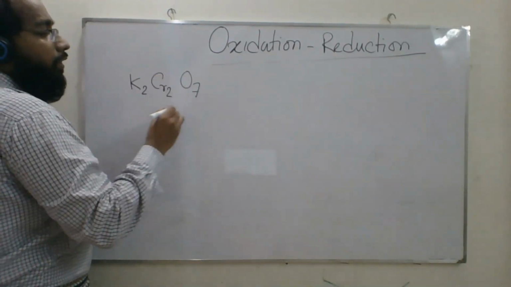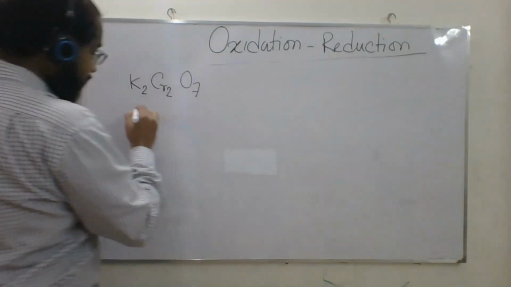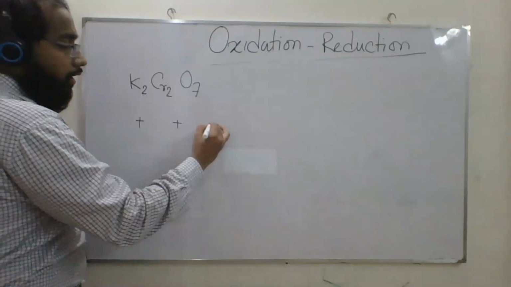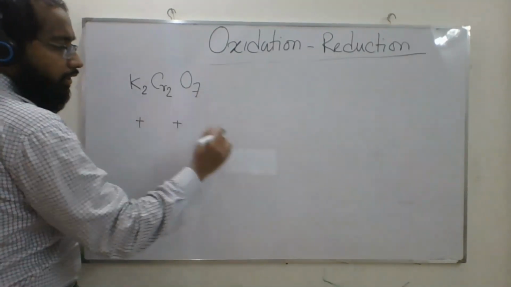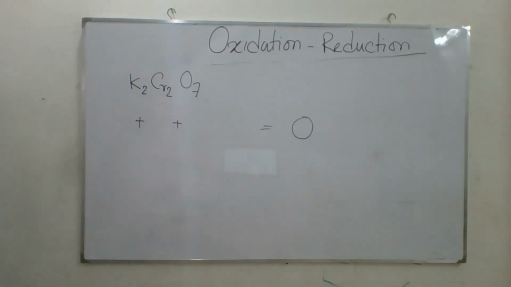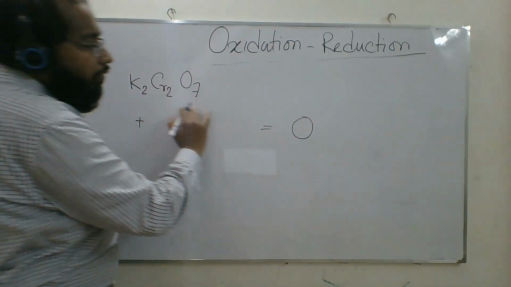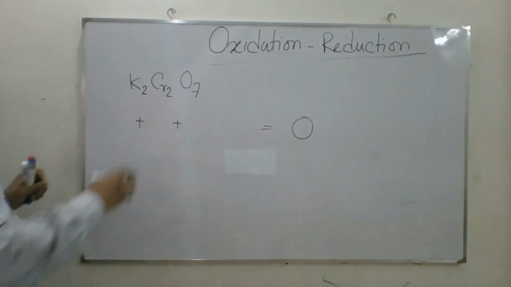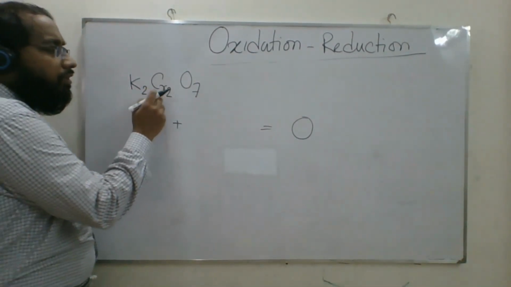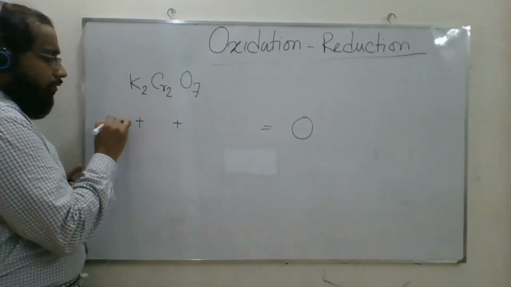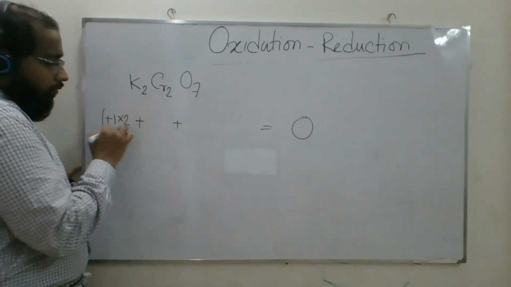like K2Cr2O7, if we add all the oxidation numbers, that means the oxidation number of K plus Cr plus oxygen, then the total will be 0. The sum of all the oxidation numbers of any compound is equal to 0. Now, we want to find the oxidation number of chromium. For potassium, it is a group 1 element, so +1 into 2.